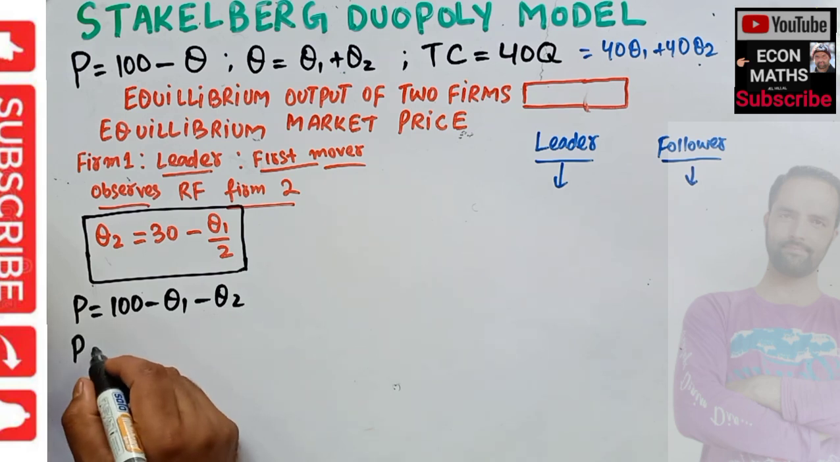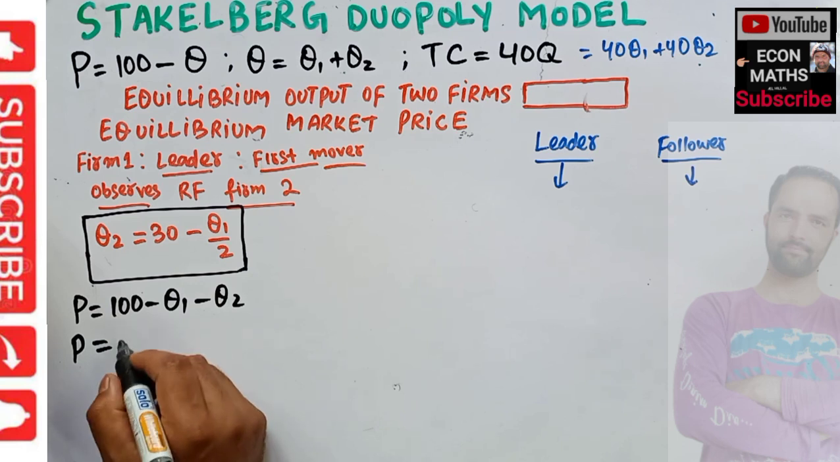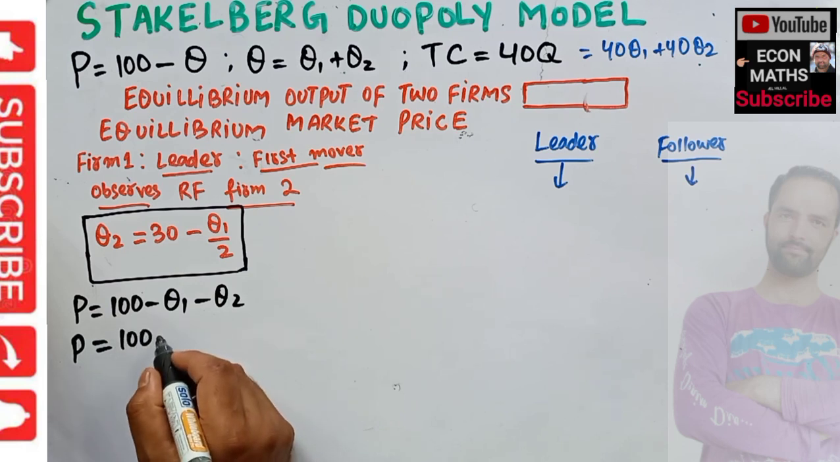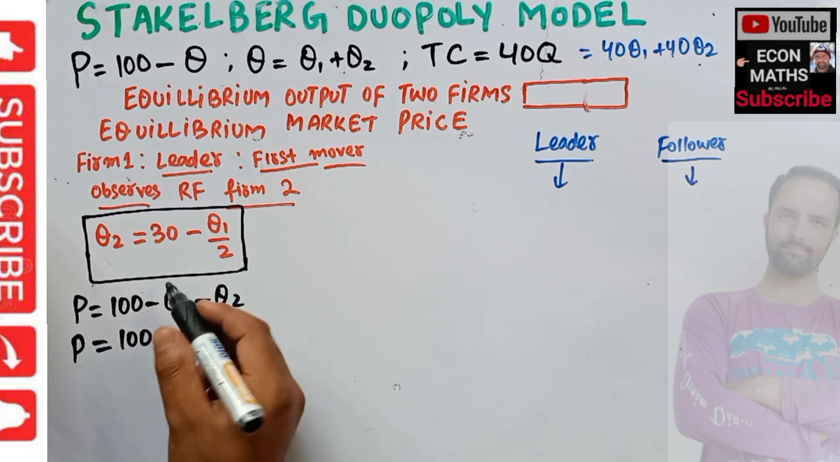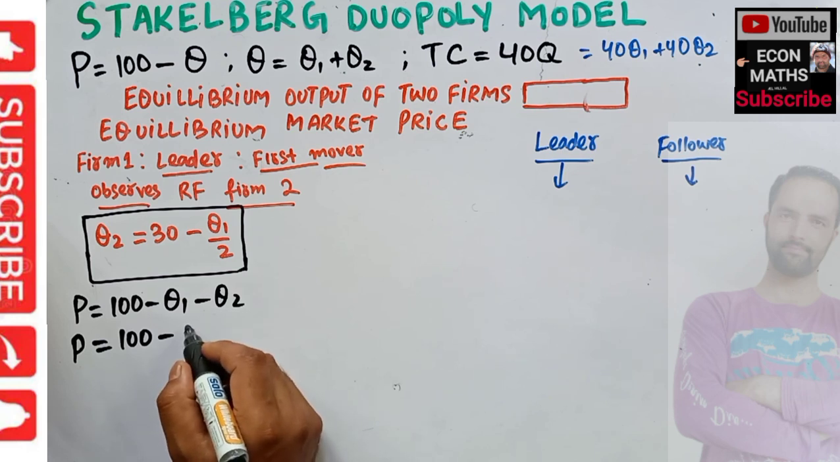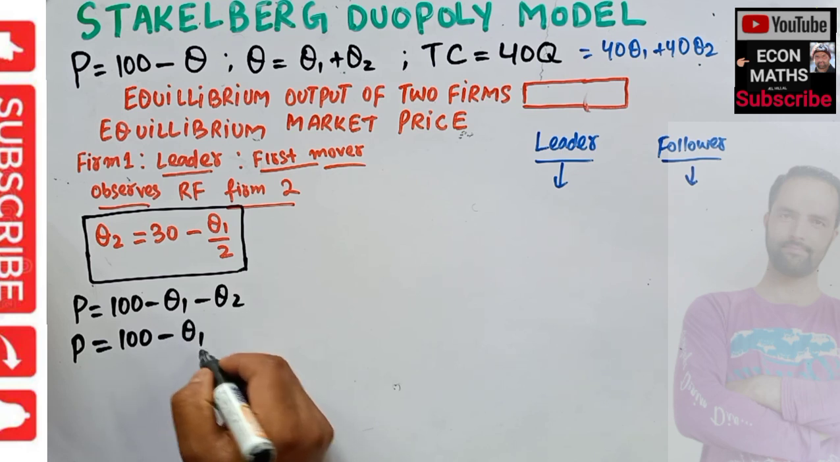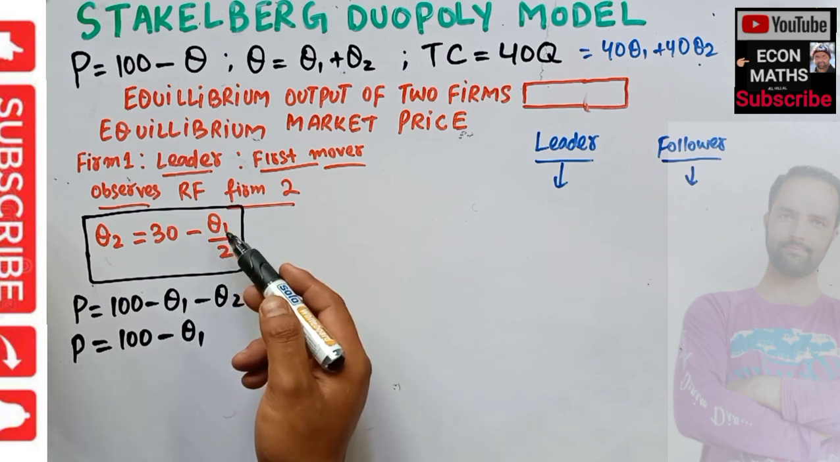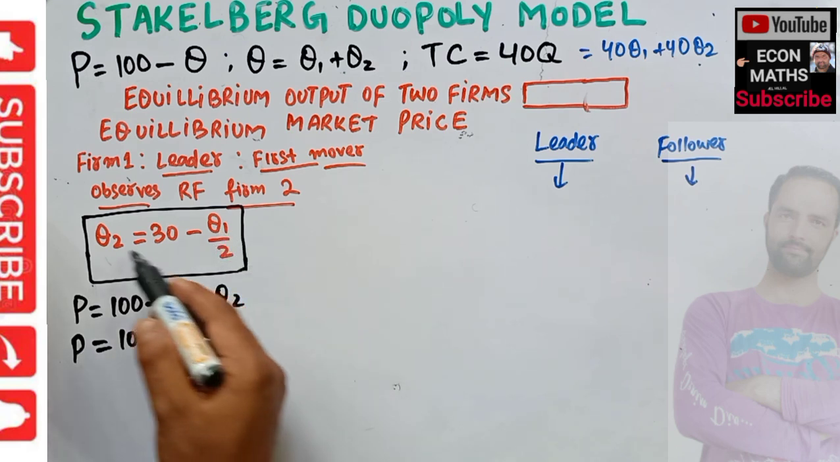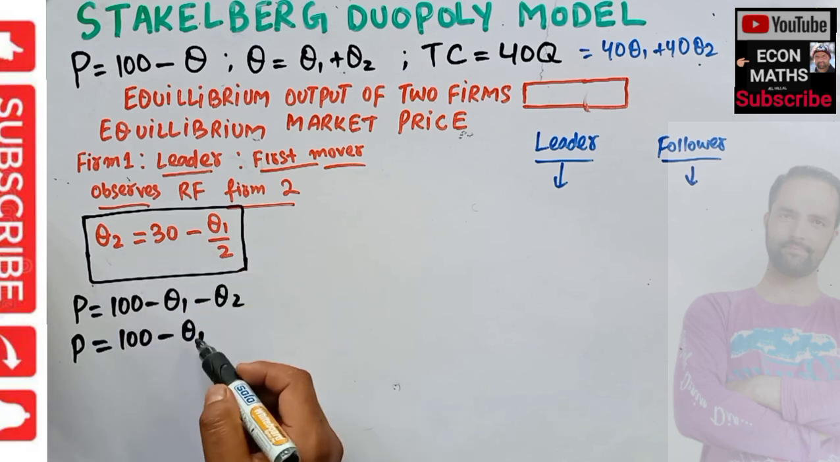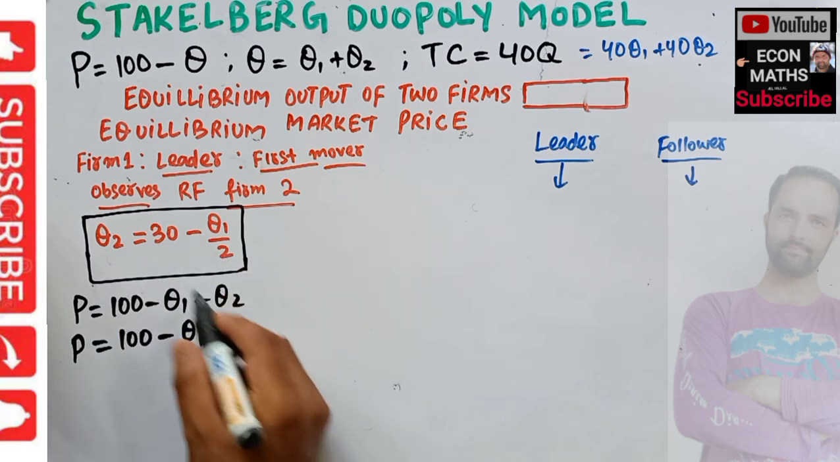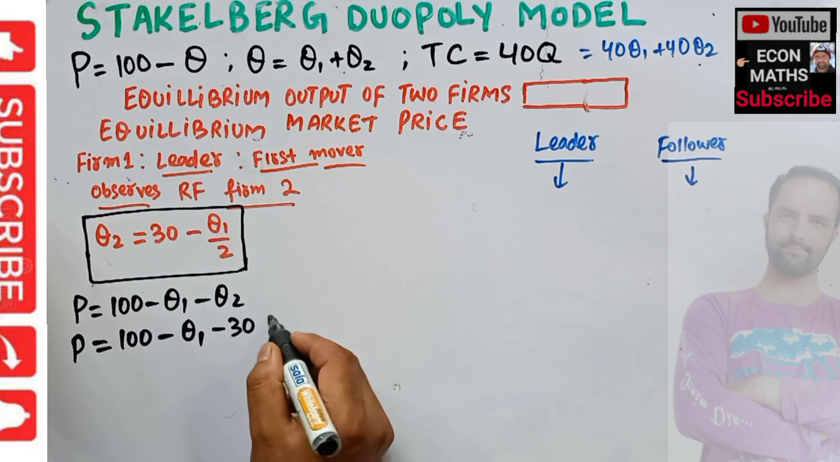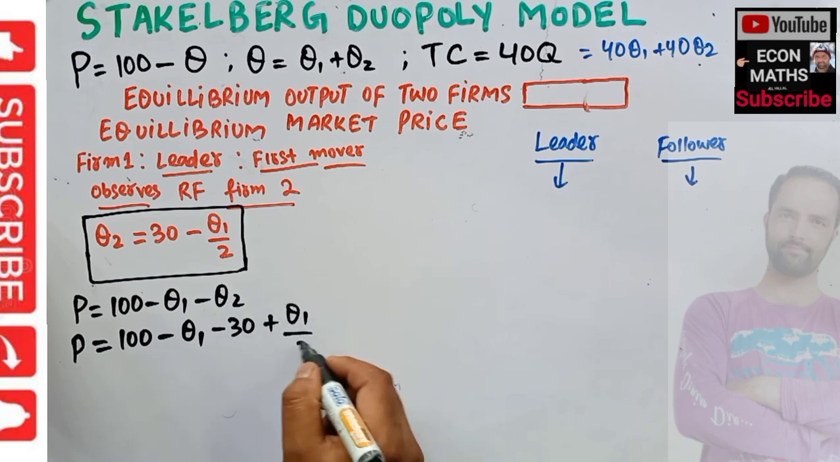Then firm 1 simply inserts the reaction function of firm 2 in this demand function. That means in place of q2 I can write minus 30 plus q1 upon 2. This is the reaction function of firm second.